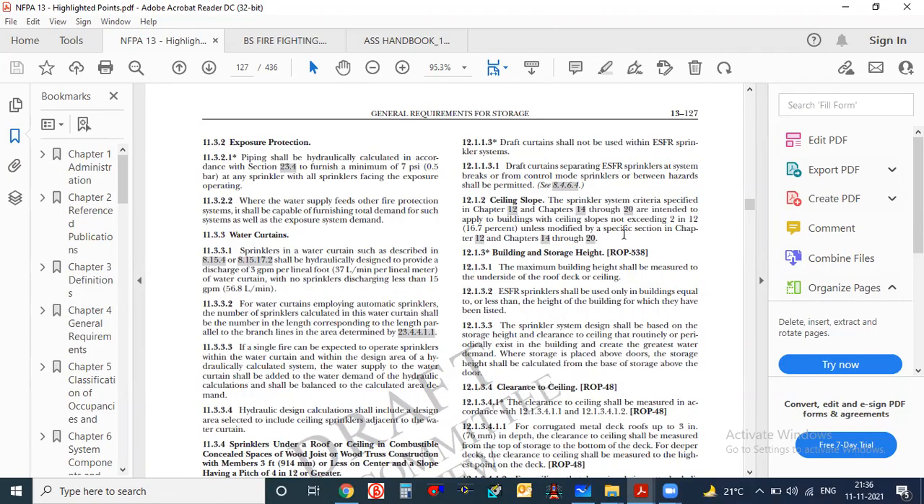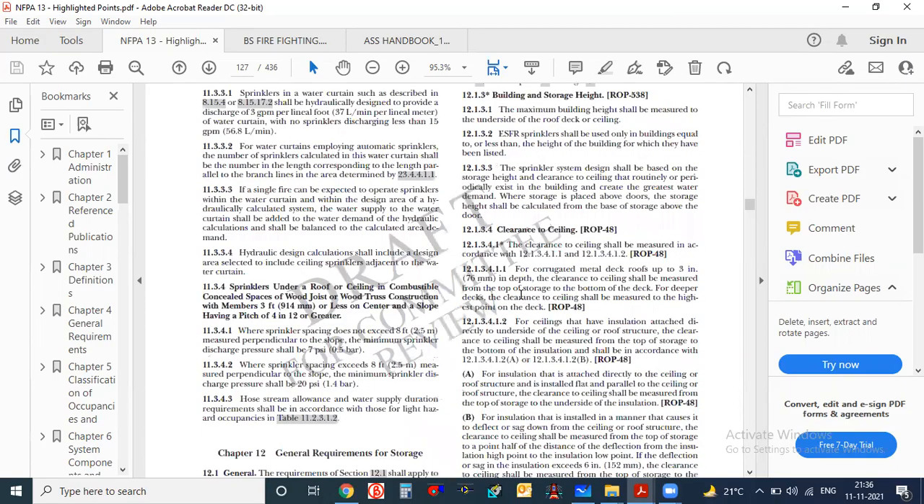Only some points are given here, and they have given the building and storage height. ESFR sprinklers shall be used only in buildings equal to or less than the height of the building for which they have been listed. Now, you will see some tables where they will list out the heights. So ESFR and CMSA sprinklers always depend upon the heights. That's why they have considered the storage type of building, because storage buildings are very high actually, more than 9 feet, more than 12 feet, like that.